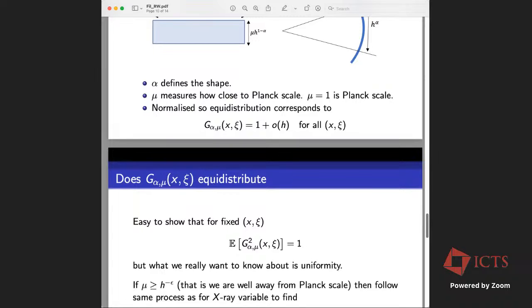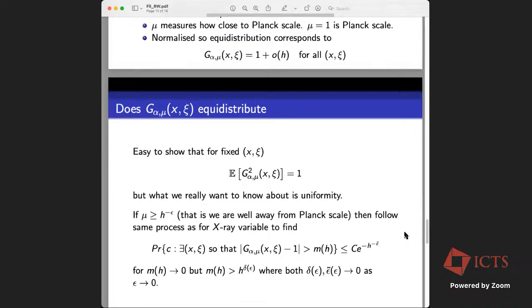So this is moving into the more complex picture where we want to ask about some points x and xi where this thing is big. So if mu is big enough, so h to the minus epsilon, so this means h is going to 0, this would mean that mu is going to infinity. So we're well away from Planck scale. And if we can do that, we follow exactly the same process as the X-ray variable. And we find that we have a probability bound on the exception set that is exponentially decaying. So this means that once we're away from Planck scale, the answer is that this thing uniformly equidistributes. And it not only does that, it does it at an exponential rate.